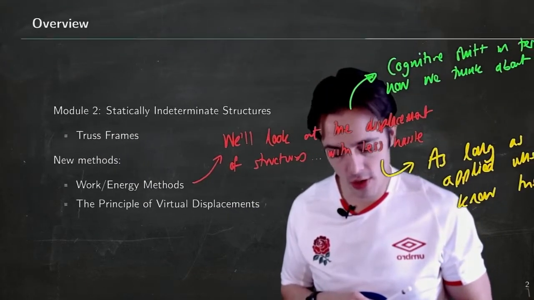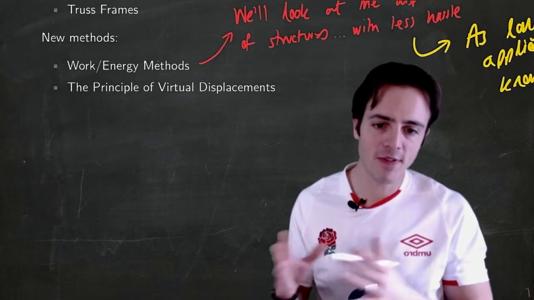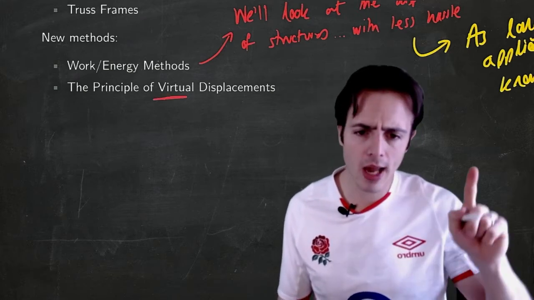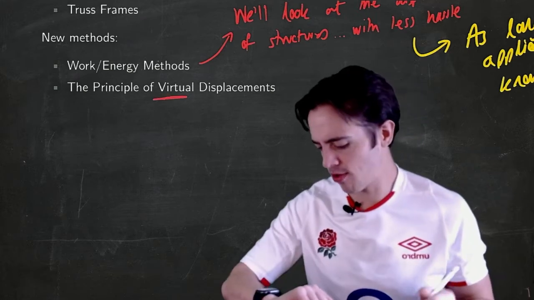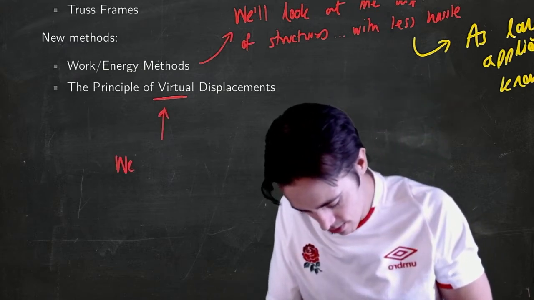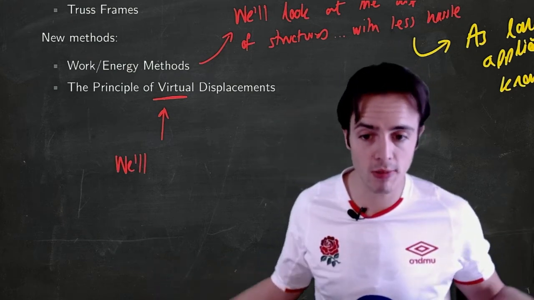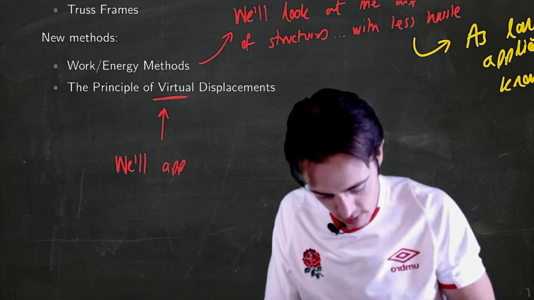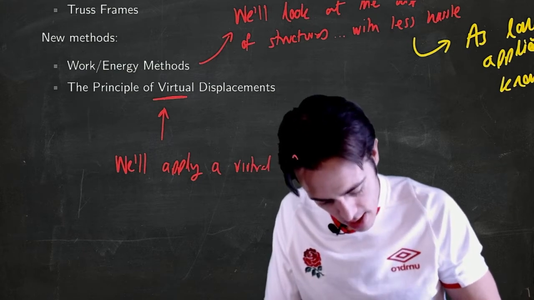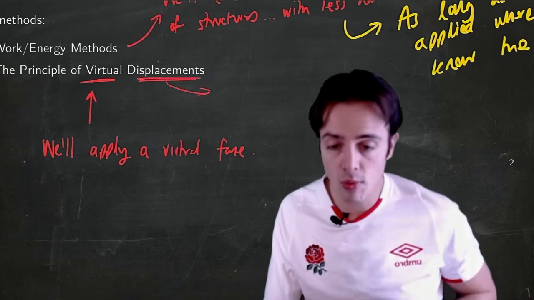What we're going to move on to is how we solve displacements of structures where we don't have forces being applied. The answer is simple. We're going to apply a virtual force at that point of the structure. We'll make one up. We'll invent a fictitious virtual force that we're going to apply to the structure, and then we're going to determine what the virtual displacements are.